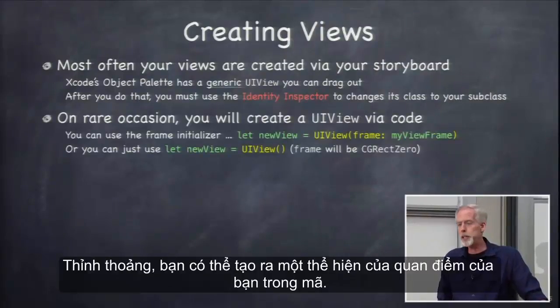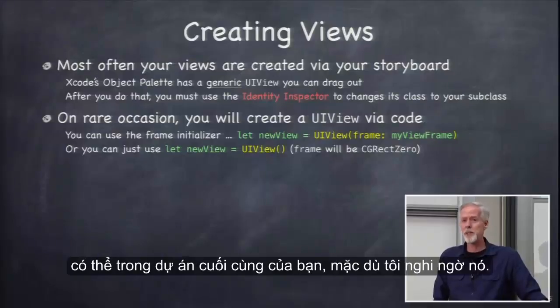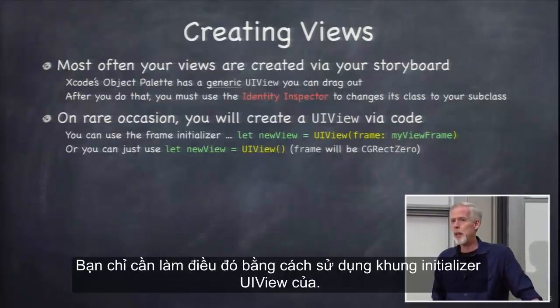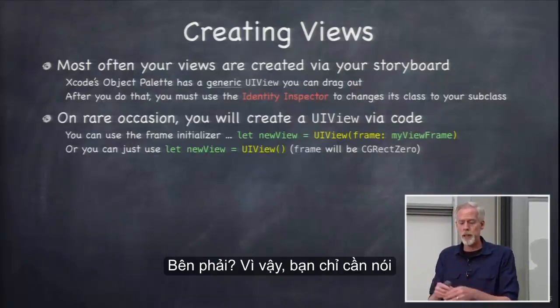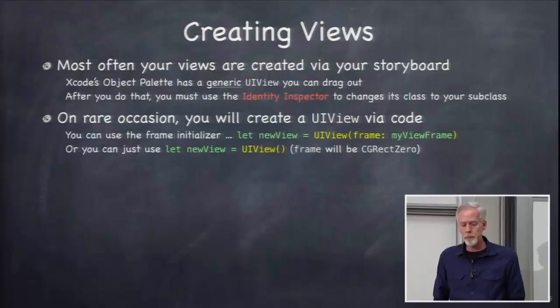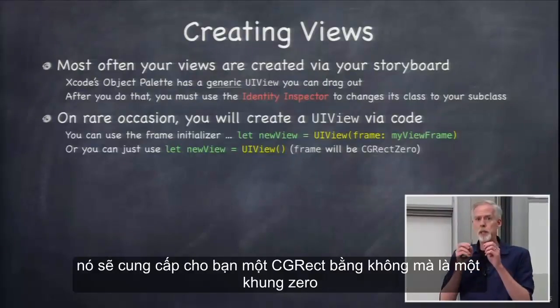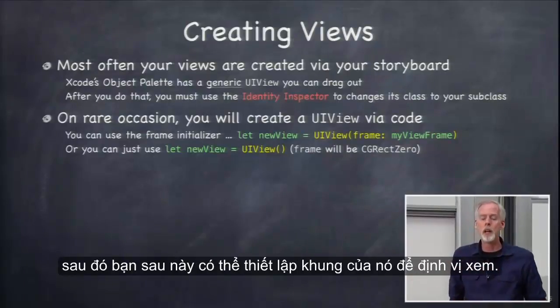On rare occasion, you might create an instance of your view in code. Probably never in this class, maybe in your final project, although I doubt it. You just do that using UIView's frame initializer, right? So you just say view equals UIView(frame:). You can even do UIView with no arguments, and it'll give you a CGRect of zero, which is a frame with zero size and width, and then you could later set its frame to position the view.